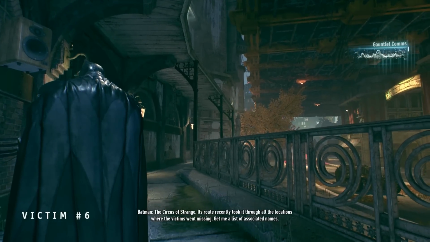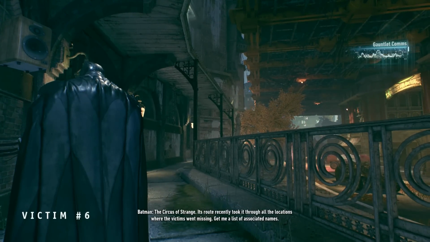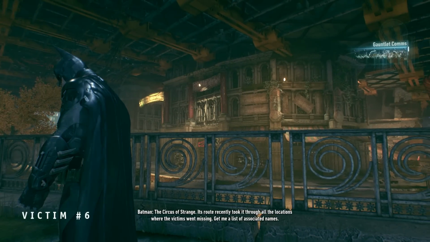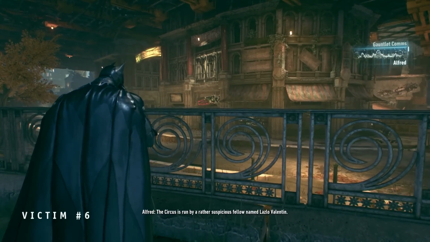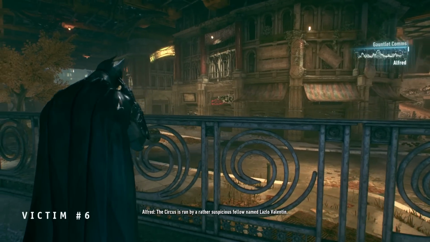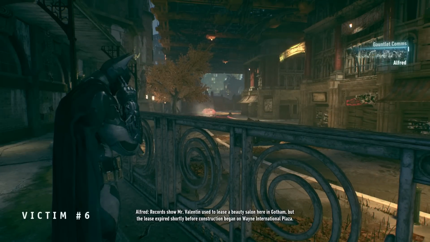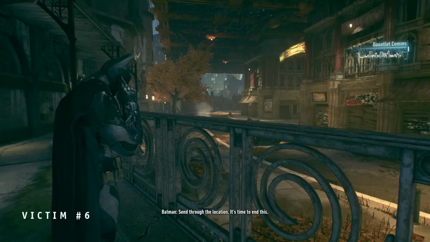The Circus of Strange. Its route recently took it through all the locations where the victims went missing. Get me a list of associated names. The circus is run by a rather suspicious fellow named Laszlo Valentin. Search for any properties owned or leased by the suspect. Records show Mr. Valentin used to lease a beauty salon here in Gotham, but the lease expired shortly before construction began on Wayne International Plaza. Send through the location. It's time to end this.